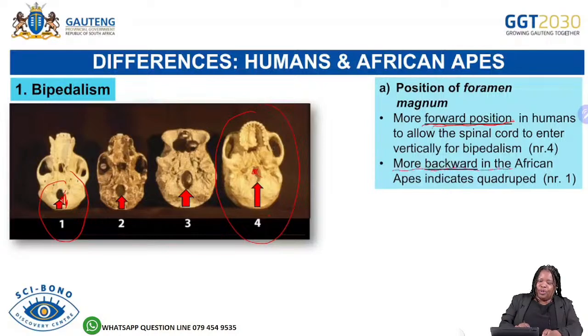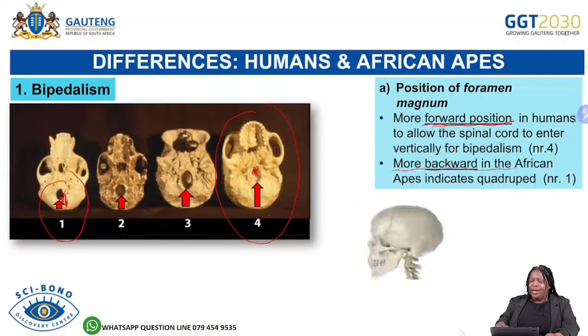Now with this position, because it is more backward, it simply tells that the African ape is a quadruped, meaning it has got 4 legs. It moves using the 4 legs, right? So what determines the movement is the position of the foramen magnum, which will allow the spinal cord to fit in. I hope that makes sense, girls and boys.